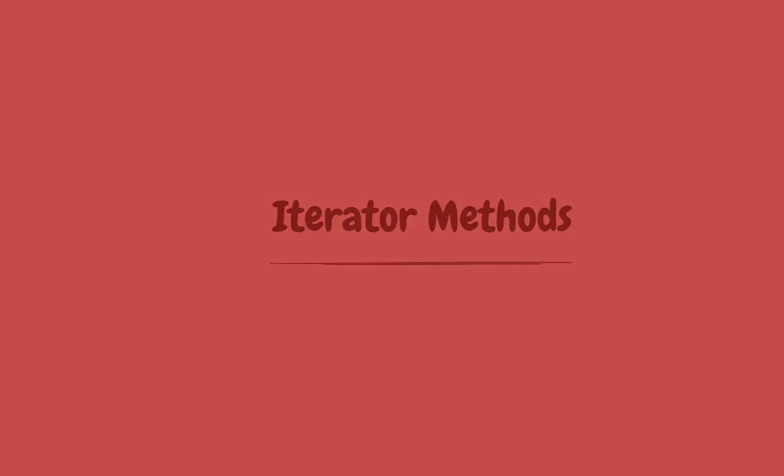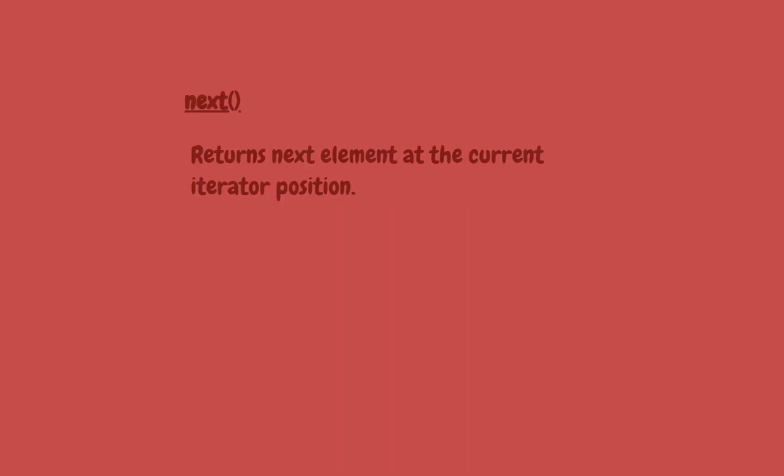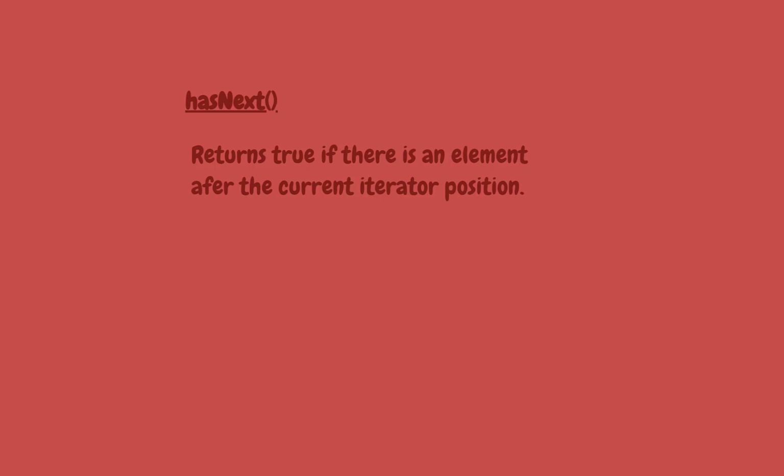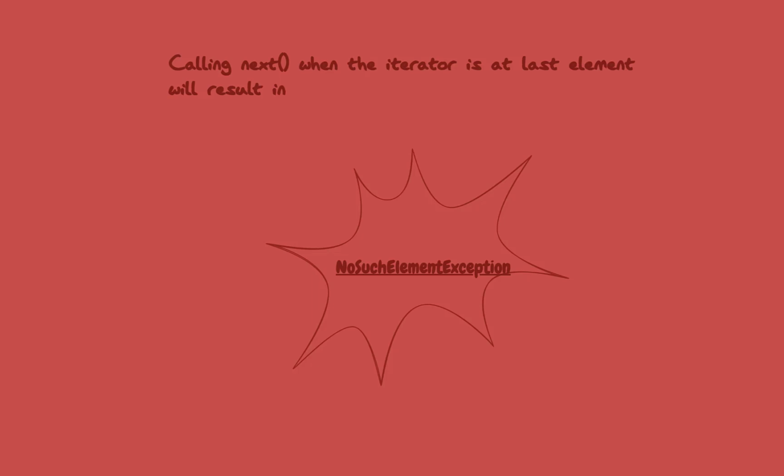Now, iterator has two methods that are used to iterate over a collection. next, which gives the next element of the collection. When called for the first time, it will return the first element. When called a second time, it will give the second element and so on. hasNext. Before calling next, it is a good practice to call hasNext, which returns true if there is an element ahead of the iterator's current position, which means that the iterator is not at the last position. If there is no element left, then hasNext will return false. If the iterator is at the last element and you call next, it will throw NoSuchElementException.